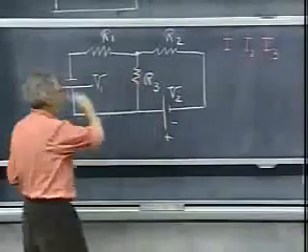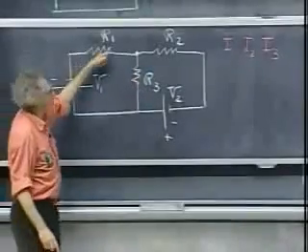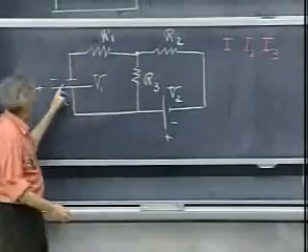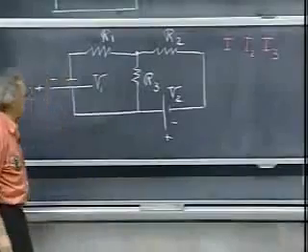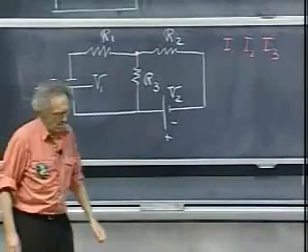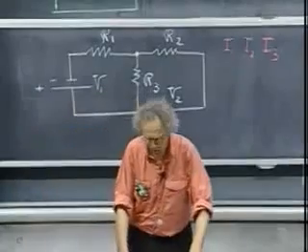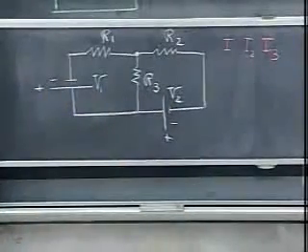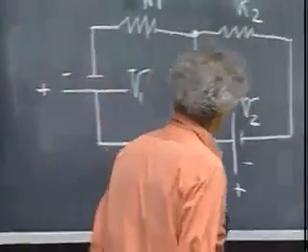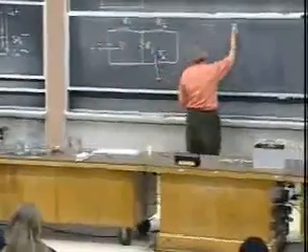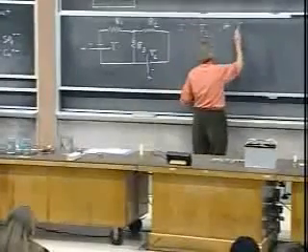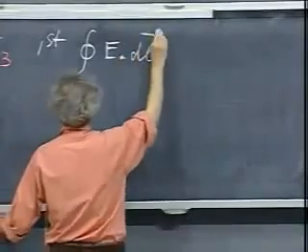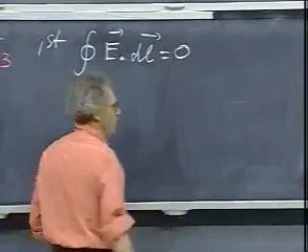When you look at this, it's by no means obvious that the current in this resistor will be to the right or to the left. It's by no means obvious. It depends on the values of V1 and V2 and on the resistances. The basic idea behind solving these problems are in what we call Kirchhoff's rules. Kirchhoff's first rule is that the integral over a closed loop of E dot dl is 0. We've seen that before.